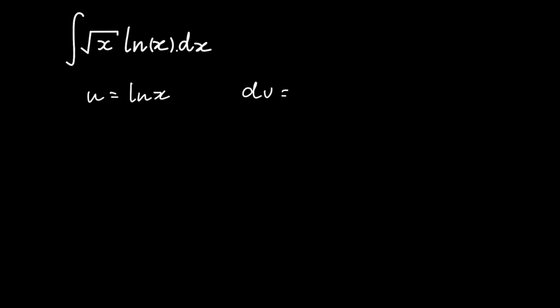Therefore, dv, which is the part that we're going to prefer to integrate, is going to be the square root of x dx. And the square root of x is the same as saying x to the power of 1 over 2. Okay, so let's differentiate u in terms of x. So that's 1 over x dx, because the natural log of x differentiated is 1 over x.